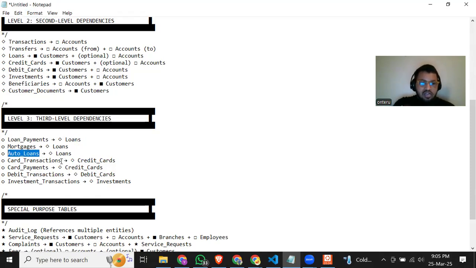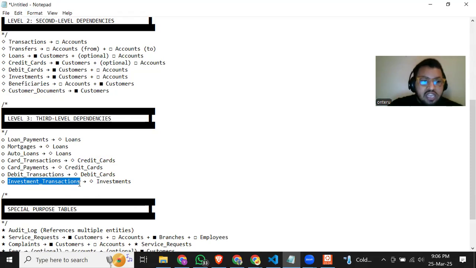For the credit card transactions, if I use any credit card, I need to store that information, right? So that type of information is going to be stored in the card transactions table, which is one of the child tables to the credit cards, and credit cards is a second level dependency, which is already dependent on the first level independent tables. The same goes for debit card transactions and the investments.